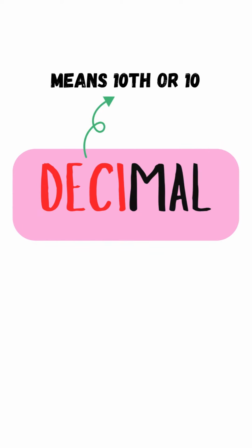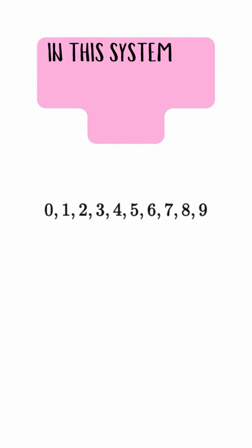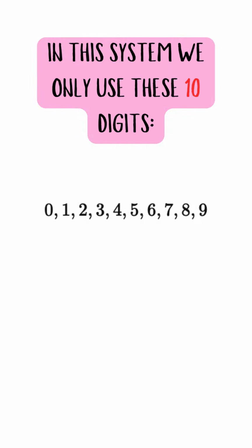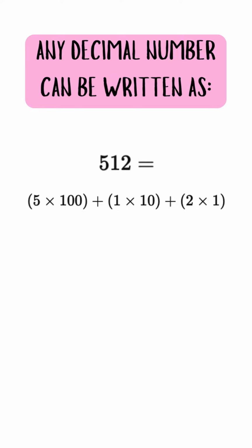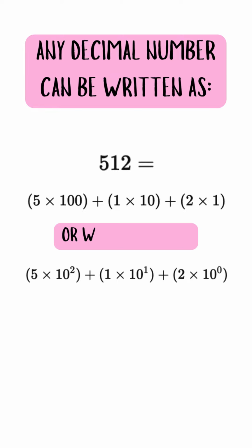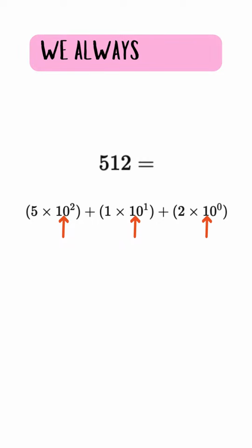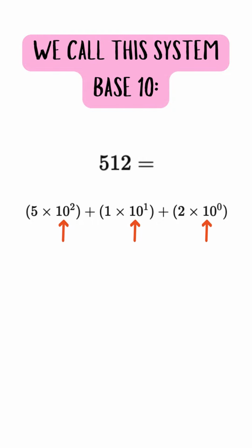First up, the name. Deci in decimal means tenth or 10. So from here, we can see that this system only uses 10 digits, which are these. Furthermore, any decimal number can be written in the place value form, which can be written with exponents, and we can see that every number is multiplied by a power of 10. And so, we call the system base 10.